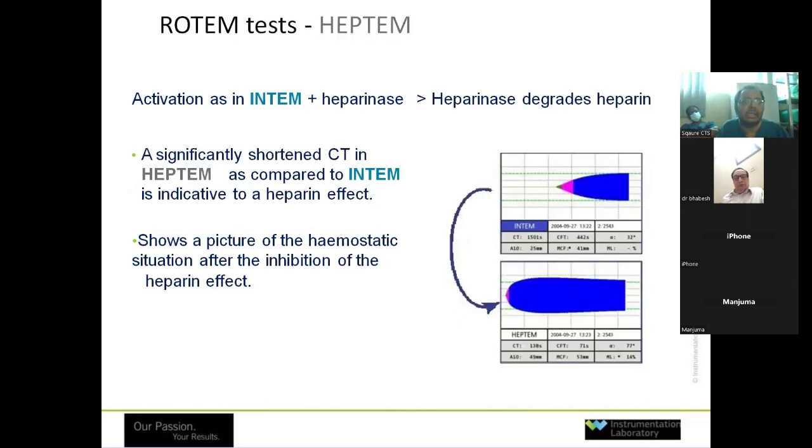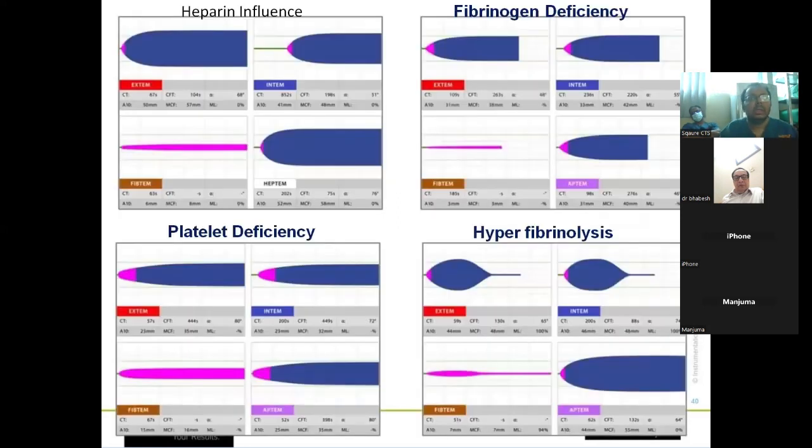Here is another thing: a significantly shortened clotting time in HEPTEM as compared to INTEM is indicative of heparin effect. In the upper graph, we can see there is a long clotting time, but the lower graph shows the hemostatic situation after inhibition of the heparin effect, so the clotting time is becoming normal. These are some interpretations, like hyperfibrinolysis, platelet deficiency, etc. These graphs can help us to understand what to do and what products to use.